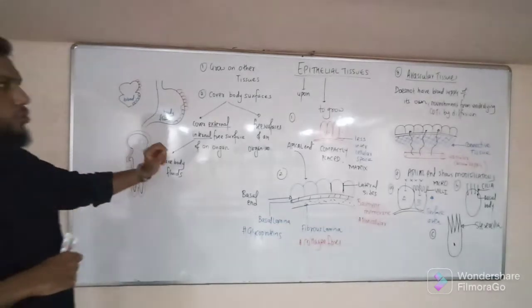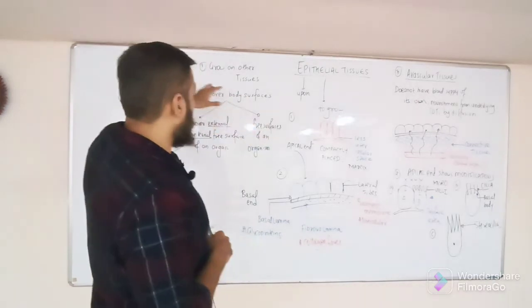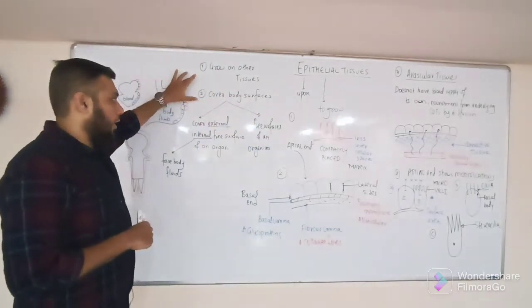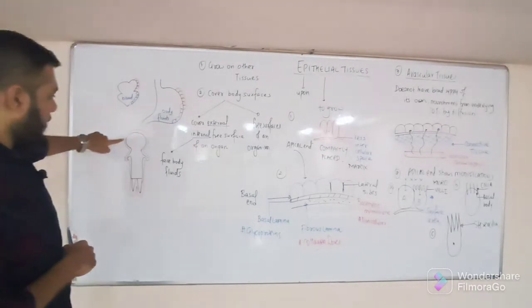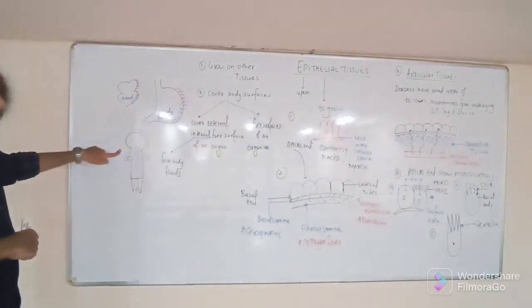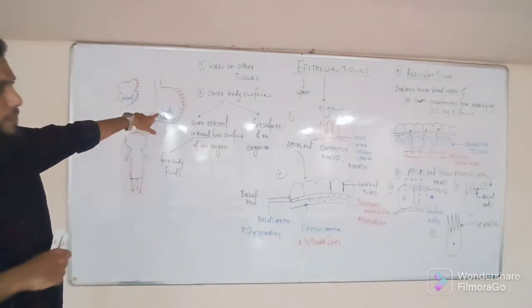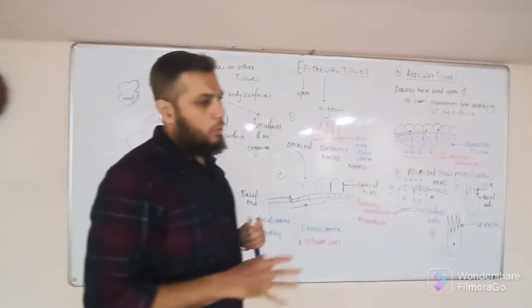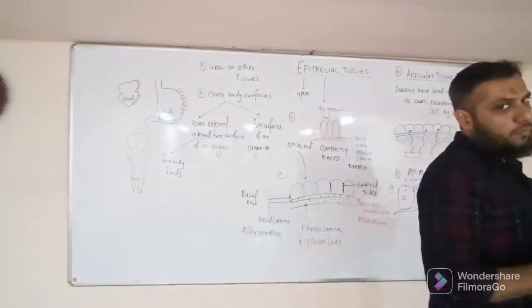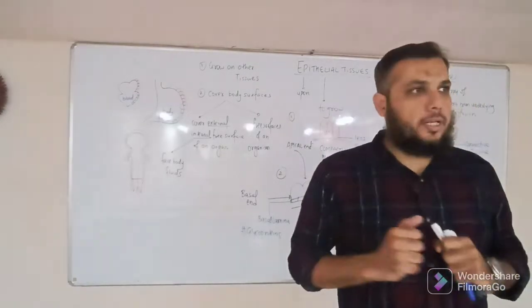I said that epithelial tissues, epi means upon, thelia means to grow. So they are growing on the surface of other tissues. They cover the external and internal free surface of an organ as well as the external free surface of the body. When they are covering the internal free surface, they face the body fluids, and these are the different properties of epithelial tissues. And now we'll continue with the classification of the epithelia, and we'll be starting with squamous epithelium.